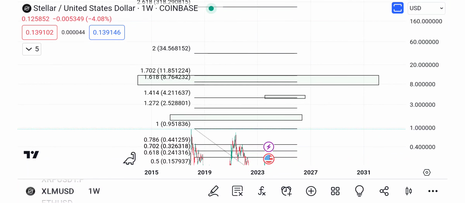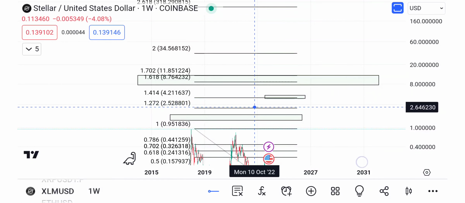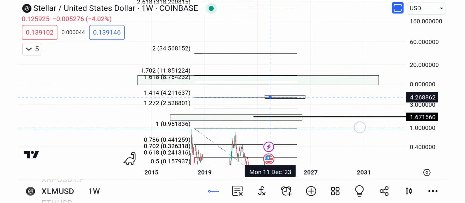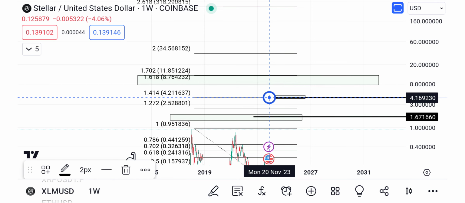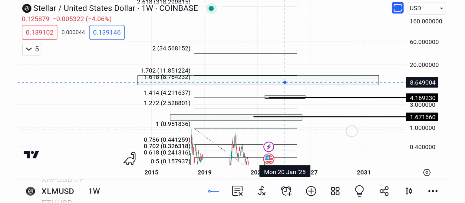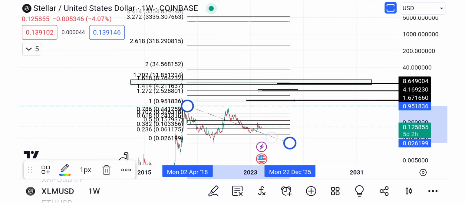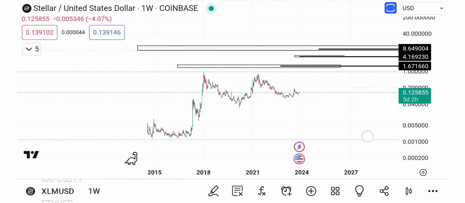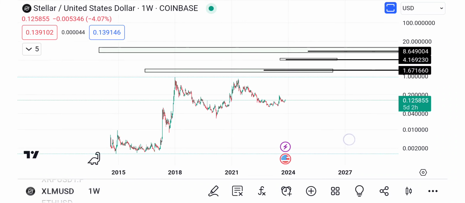So my first target would be probably $1.70. My second target would be about $4.15, $4.20. And then if we're lucky, we can hit that $8.75 area. So basically those are our targets, and it doesn't look that crazy. Looking at this chart, it doesn't look that crazy at all.